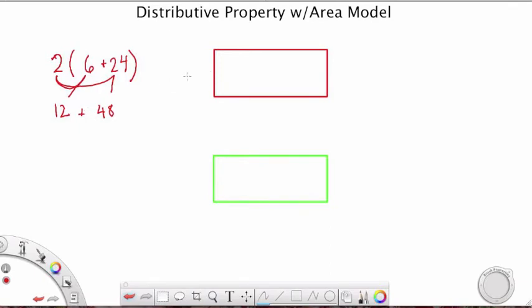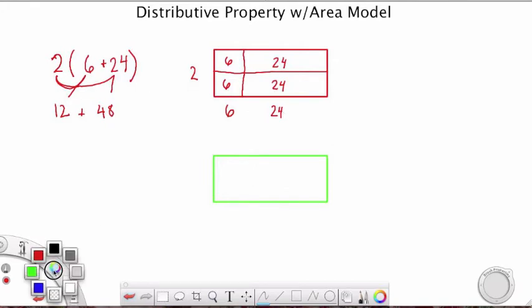Now, how would that look graphically? Well, graphically, if we use the area model, let's say that chunk of the area is 6, and this is 24. This area in here, and this area in here, and then we multiply it by 2. What does that do? 2 times 6 would be 6 and 6, which is 12, and 2 times 24 would be 24 plus 24. And that would give us a grand total of 12 plus 48.